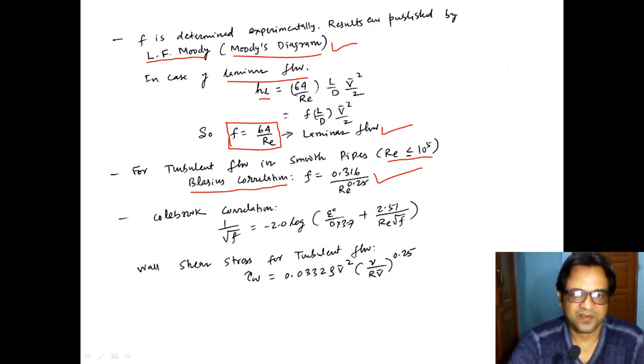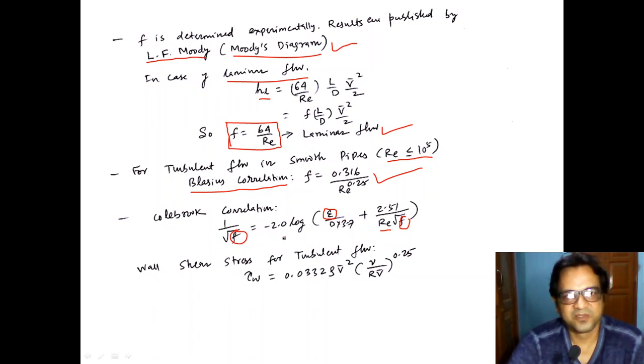But if you take the effect of the surface roughness into account, then this Colebrook correlation can be used. So F, but it is an implicit function. On both sides, the left side as well as the right side, the F value is there. So it is an implicit function. But still we can solve this if you know the Re value and the epsilon value. So this gives the friction factor for rough pipes basically.